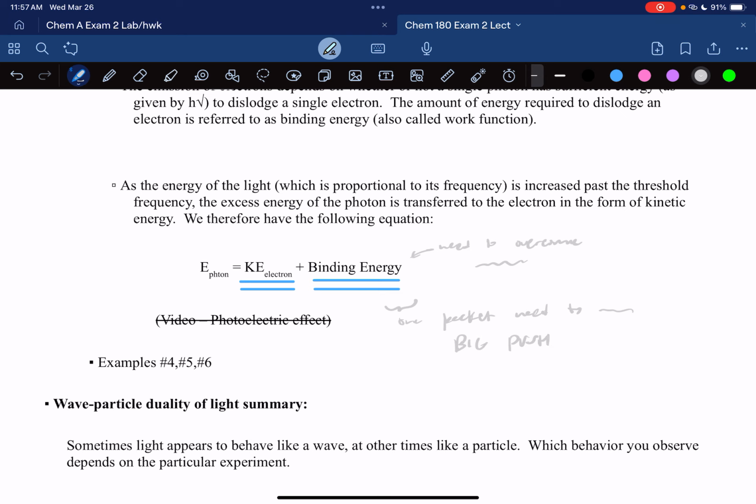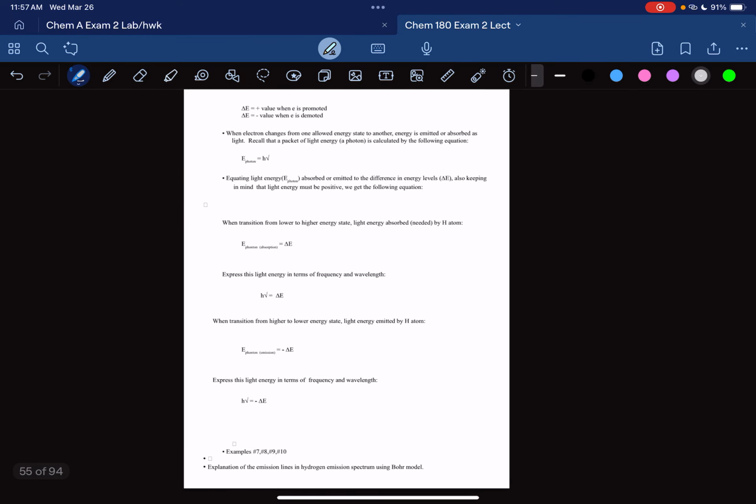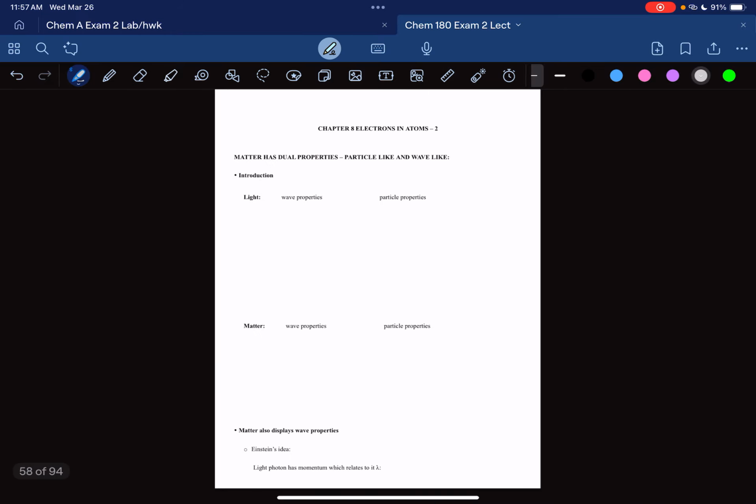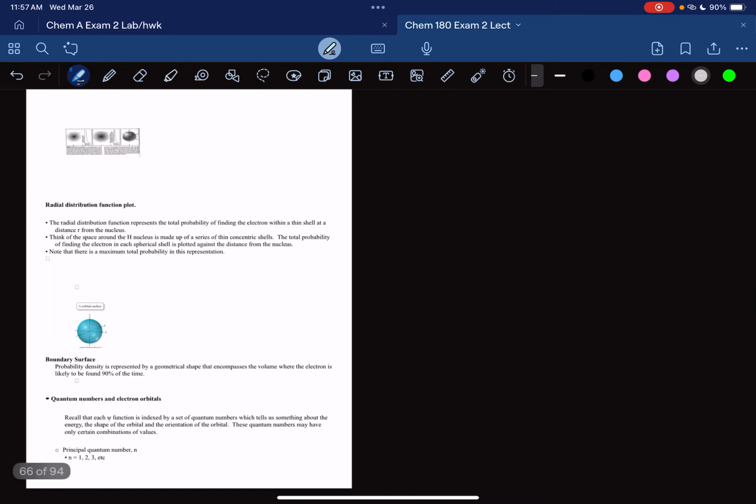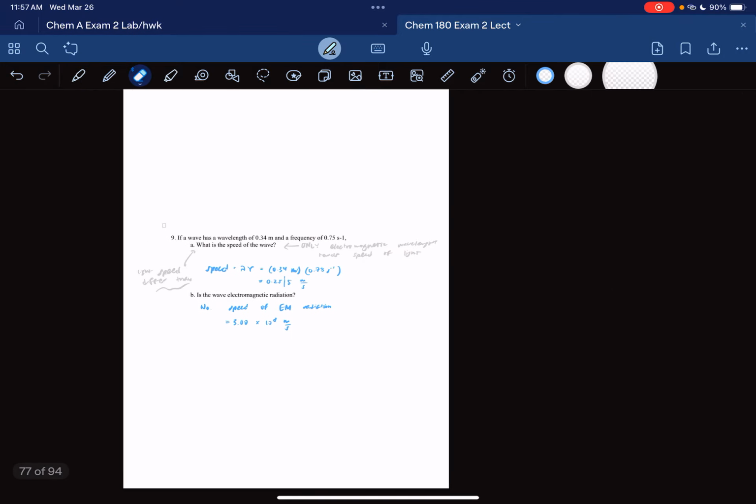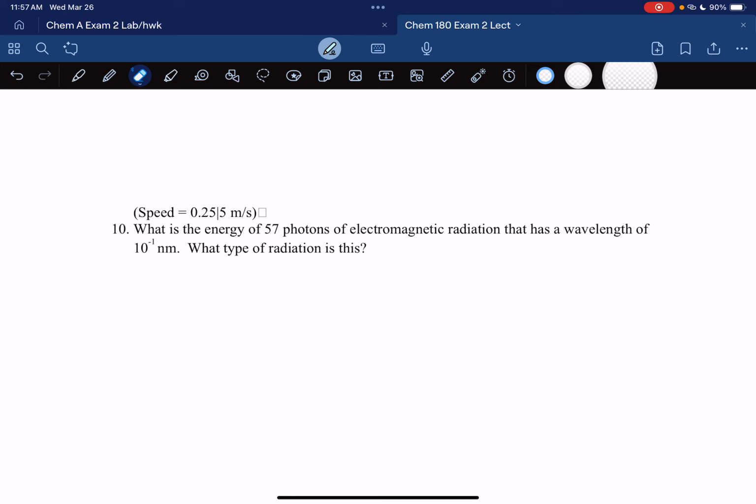So what is the energy of 57 photons? Light coming in sometimes appears to come as a wave, but other times, as far as energy goes, it comes in packets of energy. Okay, those are packets of energy. In that sense, we say light behaves as particles. Its energy is not continuous, it's in packets. So that packet has to have enough to eject the electron.